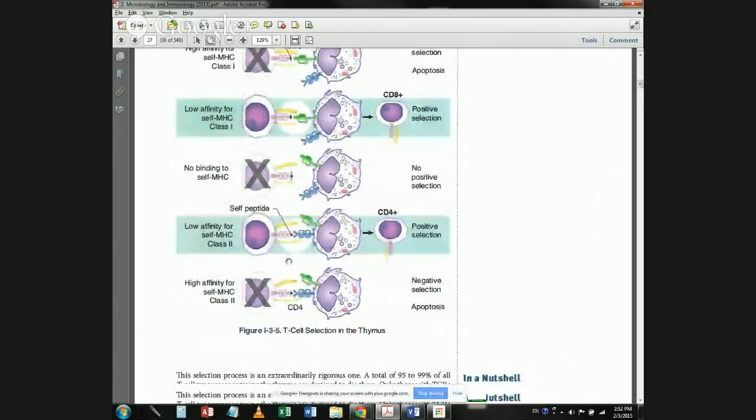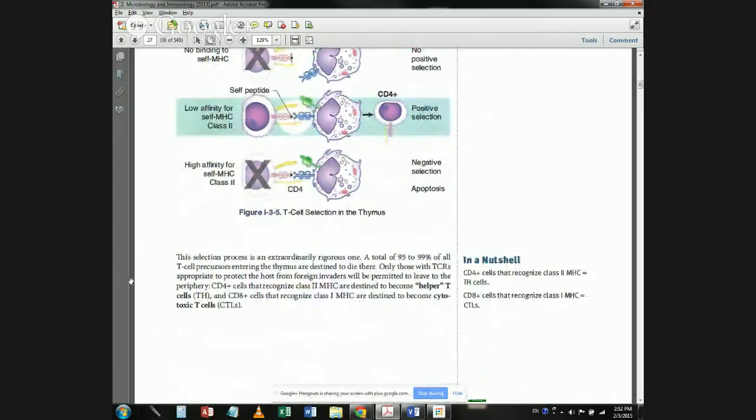So this is a nice review of what we just learned. Now let's read on. This selection process is an extraordinarily rigorous one, no kidding. A total of 95 to 99% of all T cell precursors entering the thymus are destined to die there. Oh my goodness, those are really highly sought after jobs, like residency maybe? High-end residency, I don't know. Only those with TCRs appropriate to protect the host from foreign invaders will be permitted to leave to the periphery.